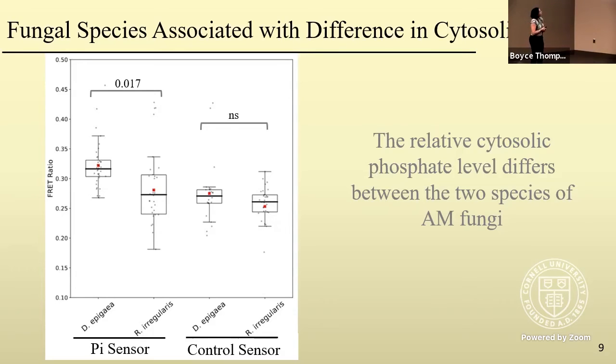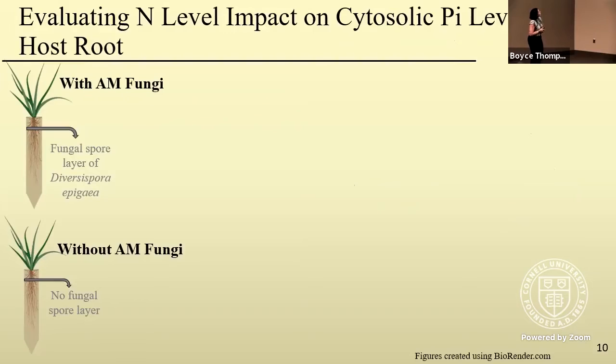And then we wanted to go and look at the nitrogen's impact in a similar manner. So in this case, we did a with AM symbiosis condition with Diversospora epigea, and then we had a without fungal condition, again, just using this technique in general to be able to see cytosolic phosphate levels is very novel.